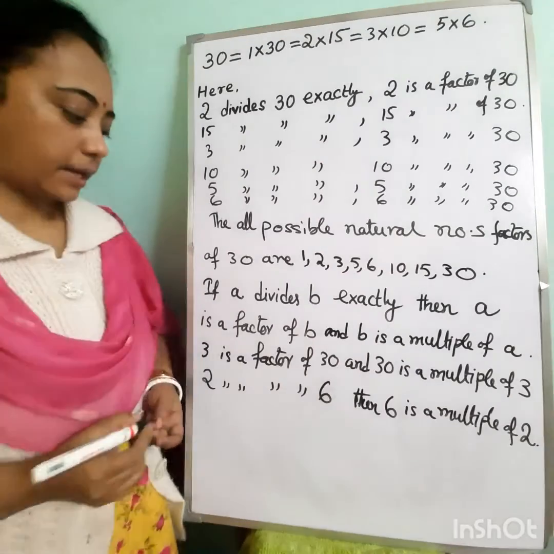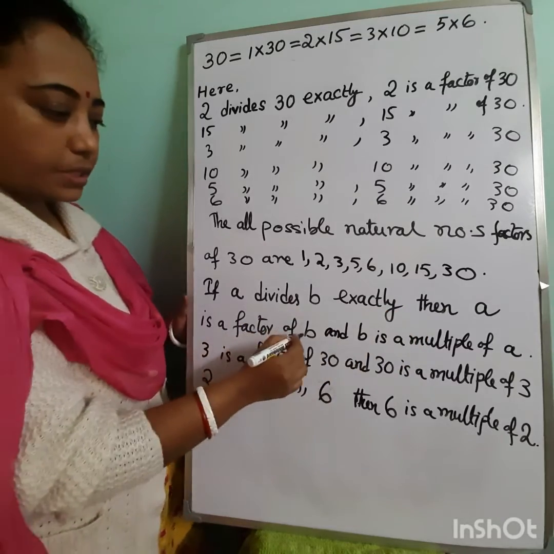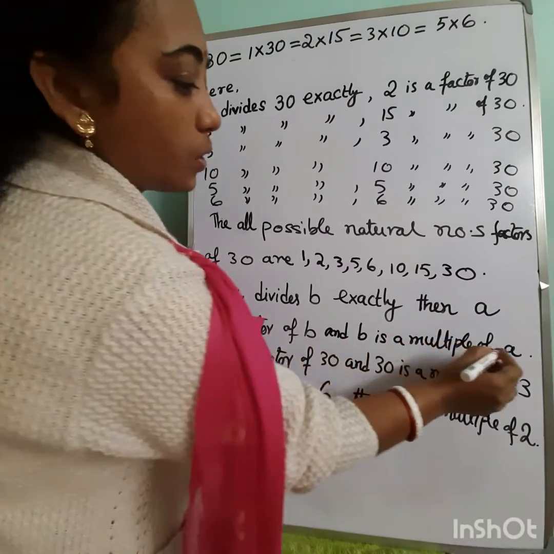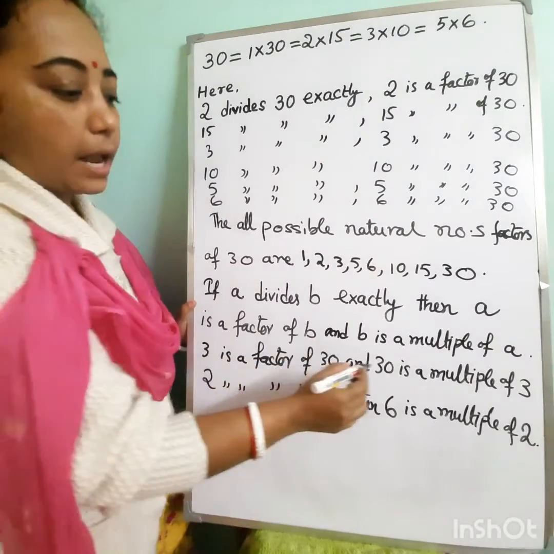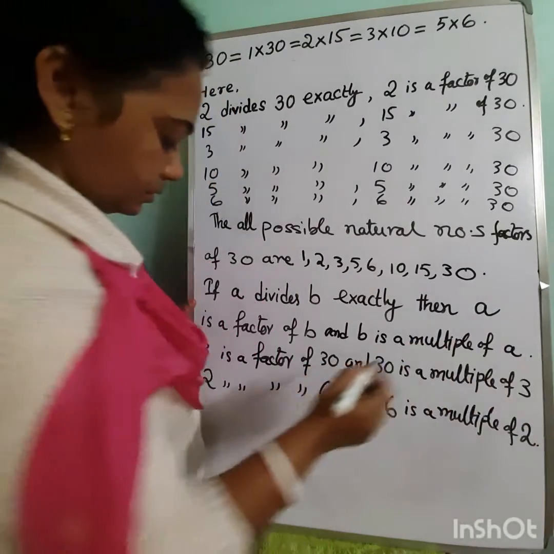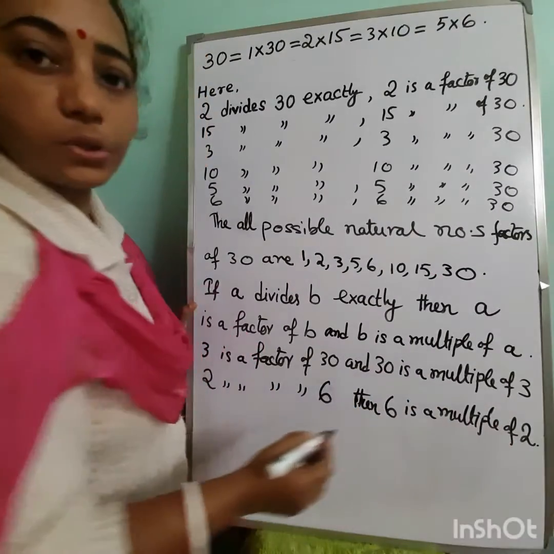So we can say that if A divides B exactly, then A is a factor of B and B is a multiple of A. So 3 is a factor of 30 and 30 is a multiple of 3. If 2 is a factor of 6, then 6 is a multiple of 2.